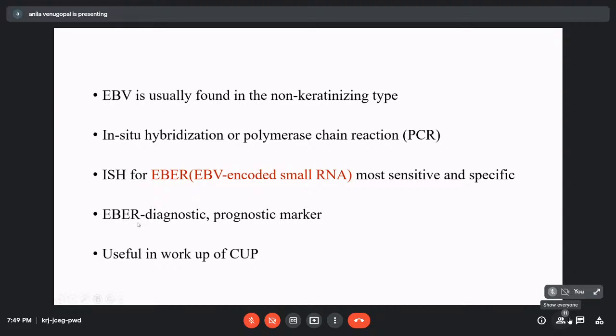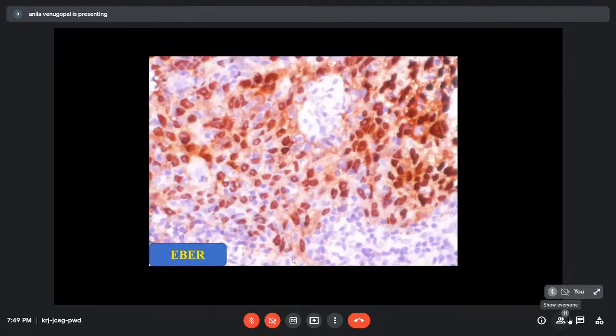But very useful for the use of EBER is when the case presents as a CUP, or carcinoma of unknown primary. And if we put an EBER and it turns positive, then it is almost very sure that it is a carcinoma of nasopharyngeal primary. So that is one of the uses of EBER. This is one of our cases of CUP wherein we had done an EBER, and this shows the nice nuclear labeling in almost each and every cell. This nuclear brown labeling is the positivity.